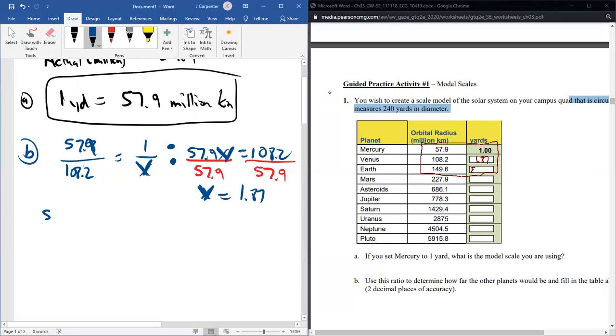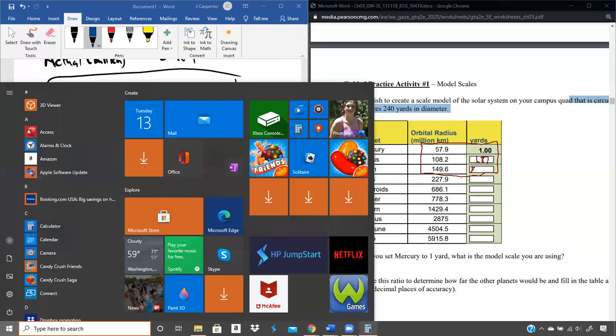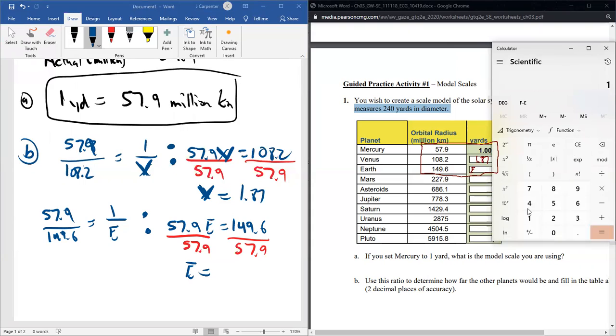So we got 57.9 over 149.6 equals 1 over E. Cross multiply, you'll get 57.9 E equals 149.6. Divide both sides by the 57.9. You get that E is equal to, rounded to 2 decimal places. Come on, calculator, you're killing me. 149.6 divided by 57.9. And we get, does that answer make sense? No, it doesn't. 0.25. That doesn't make sense.